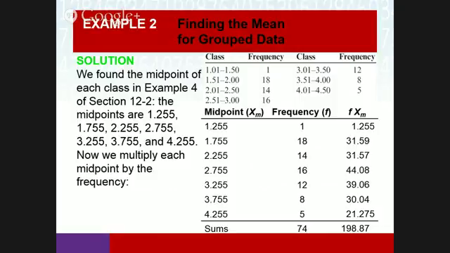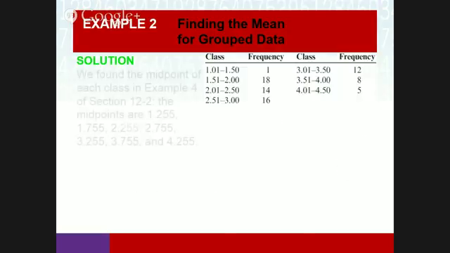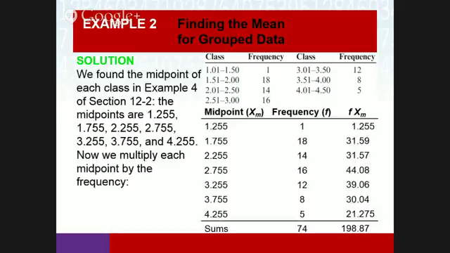These are the exact same midpoints that were on last 12.2, where we had to do the frequency histogram. Now we're looking for the mean. This represents the closing price of some stock, GM. If I wanted to look at the mean closing price over these 74 days, my frequency should add up to 74. I take the midpoint of each class, multiply that by the frequency, and that gives me the sum. The frequency is how many times this happened in the 74 days.